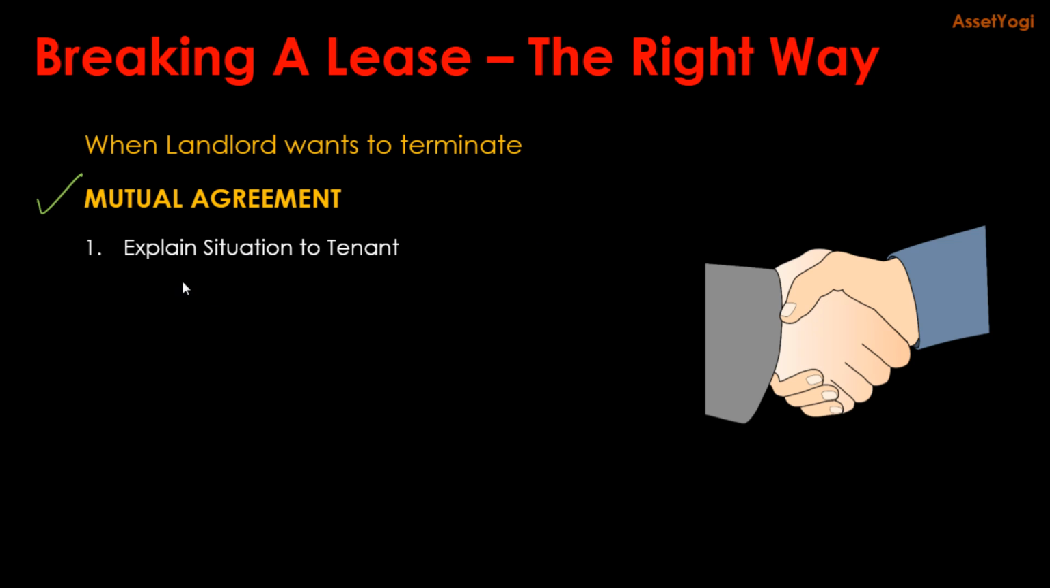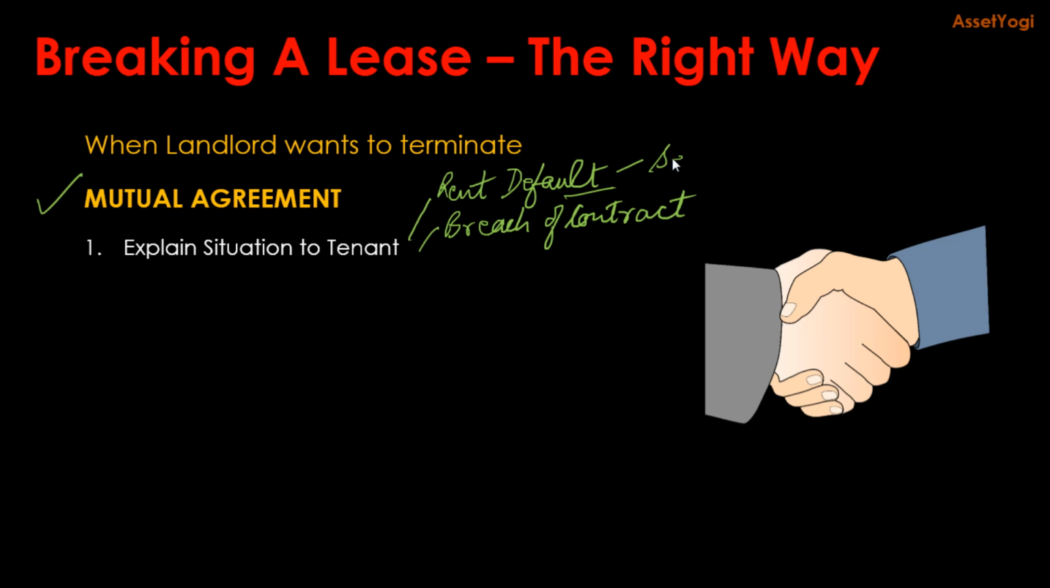So as a landlord, you should first explain the situation to the tenant. If he has breached any term, if he has not paid the rent on time, or if he has breached any other contract term, so breach of contract. For example, if he has created some nuisance in the neighborhood, or if he has troubled some neighbors. So you have to explain it clearly in the form of a written email or a written letter. And in case of rent default, the tenant may offer to settle the account, or if you want, you can definitely ask to vacate the property.